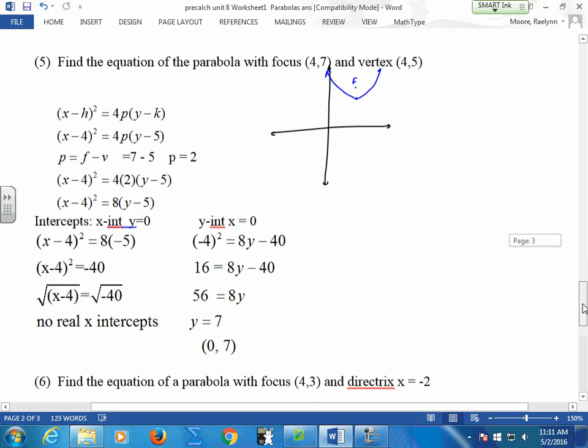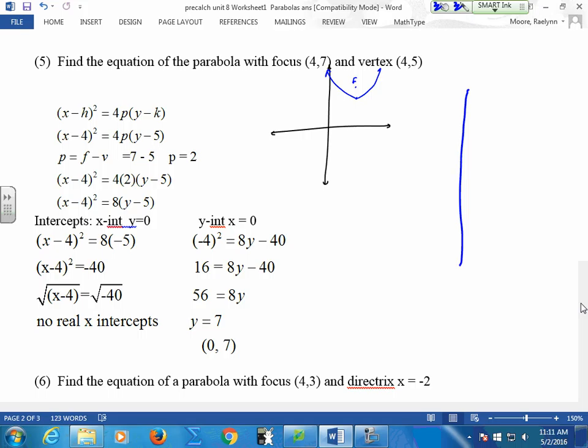All right, find the equation. Now we have to start with your graph, because I have no idea where this is opening. They give me a piece of information. I like to start with my vertex. So my vertex is 4, 5. Then they told me my focus is 4, 7. Now, doesn't my parabola have to come around my focus point? So therefore, I know I'm opening this way.